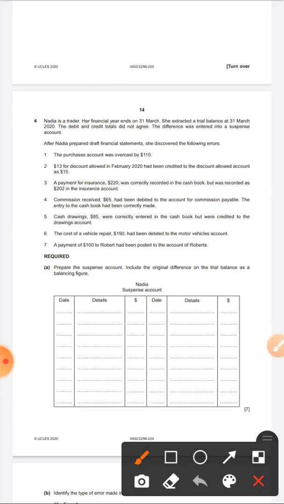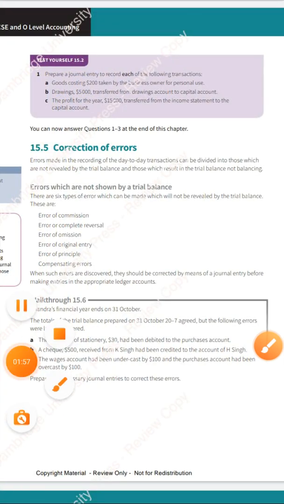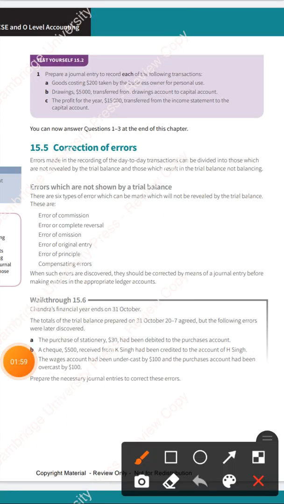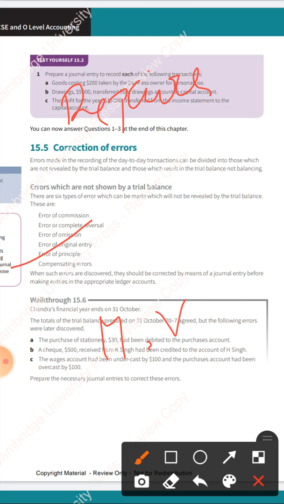So what type of error is number 6? The cost of the vehicle repair, $190, has been debited to the motor vehicles account. I think this is an error of principle, because he should have recorded it as a debit to the repairs account, and by mistake he has debited the motor vehicles account.